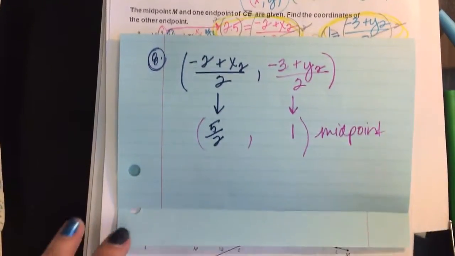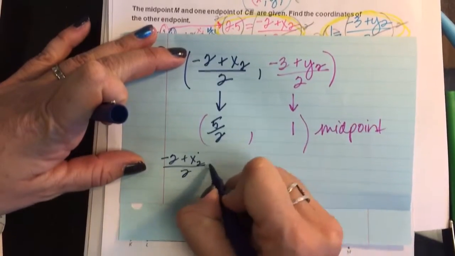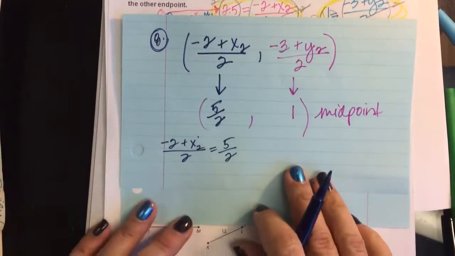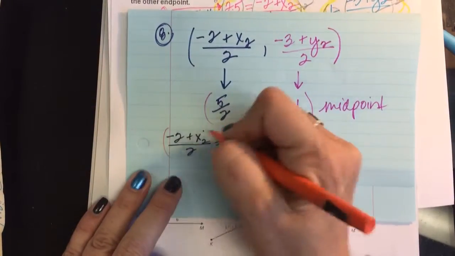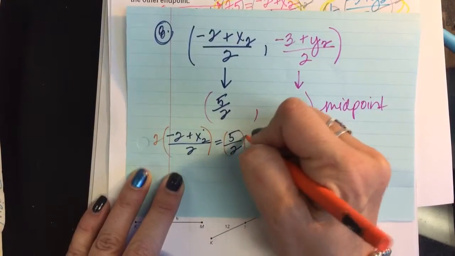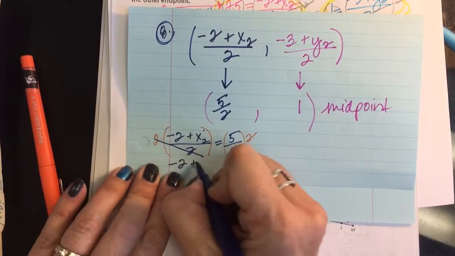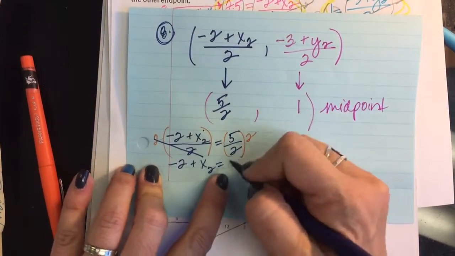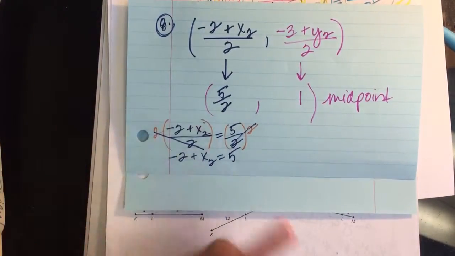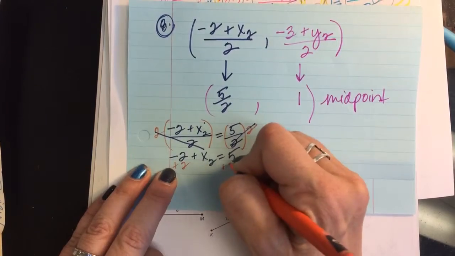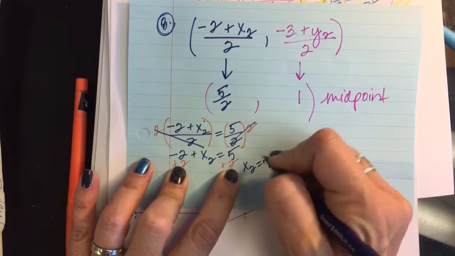So let me go over and just do this problem here. -2 plus x2 divided by 2 is going to give me 5/2. And then I undo divide by 2 by multiplying both sides by 2. These cancel out. -2 plus x sub 2 is equal to, this is going to be 5. These 2's will cancel out here. Then I'm going to add 2 to both sides and find out that the missing x value has got to be 7.